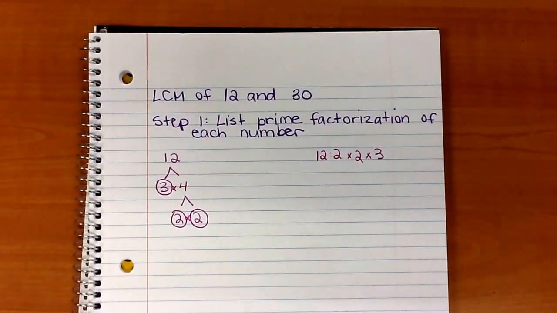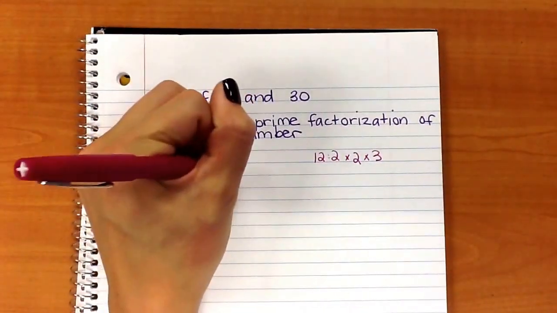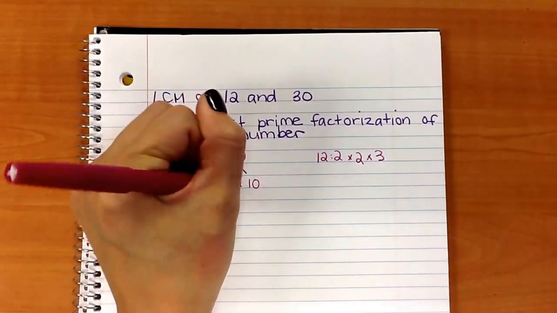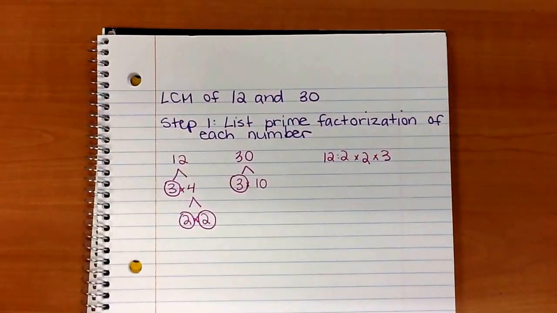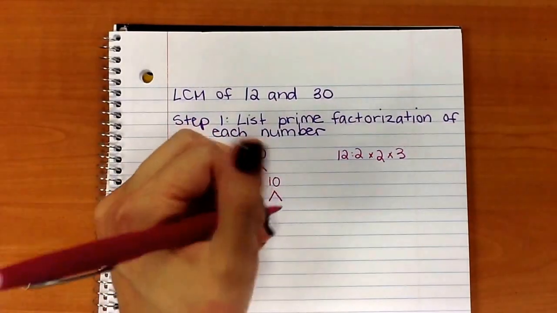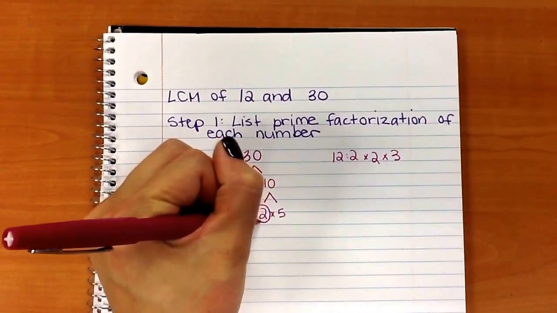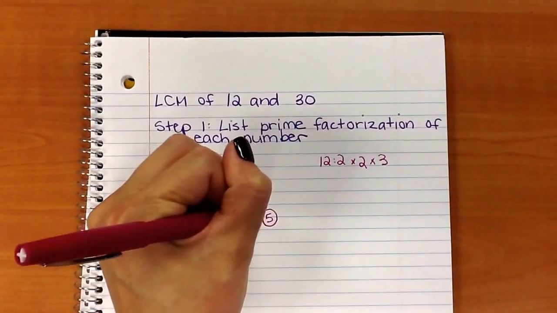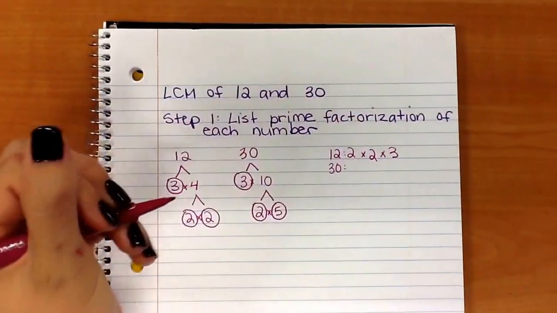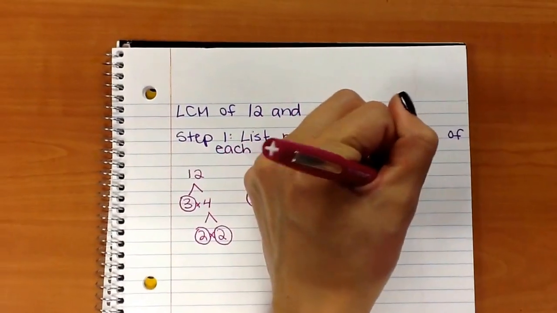Now I need to do the prime factorization for the number 30. So I'm going to do the same thing. I'm going to go 3 times 10. I know that 3 is prime, so I'm going to circle it. I know that 10 is a composite number, so I'm going to keep going here. I know that 2 times 5 is 10. And now I'm done because these two numbers are prime. So my prime factorization for 30, I have 2 times 3 times 5.